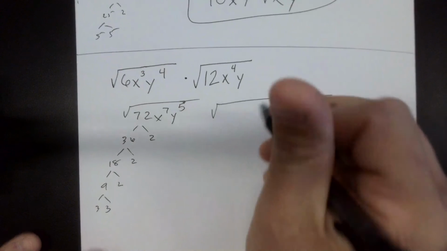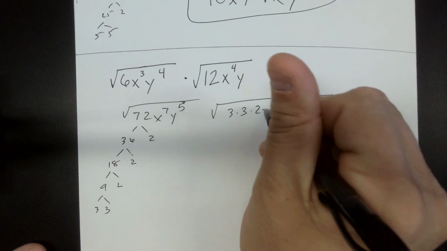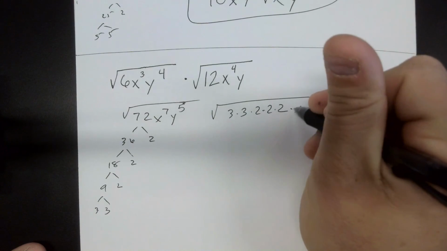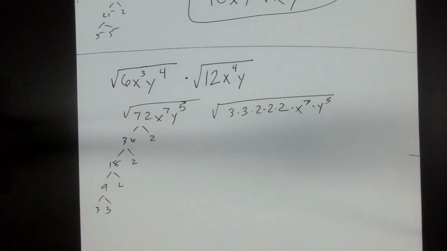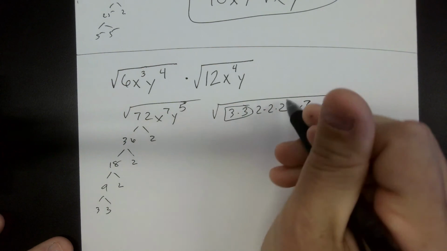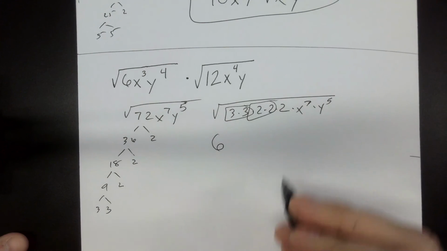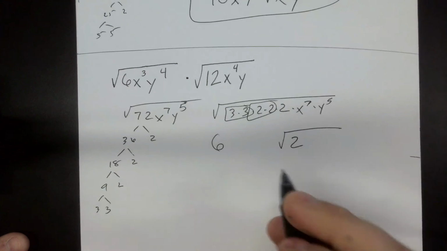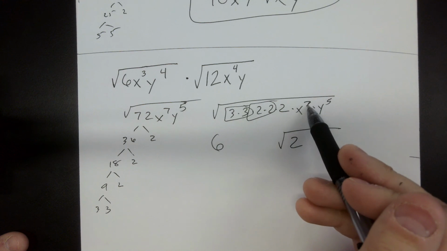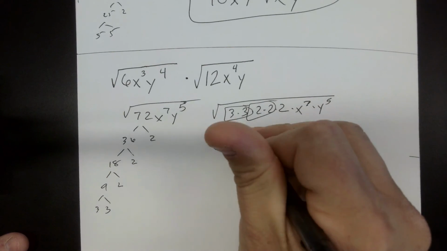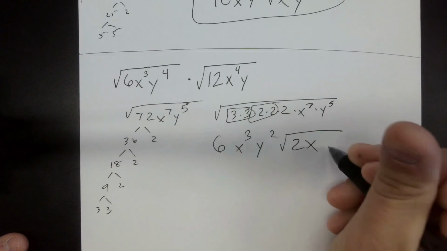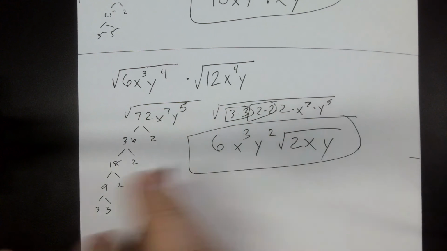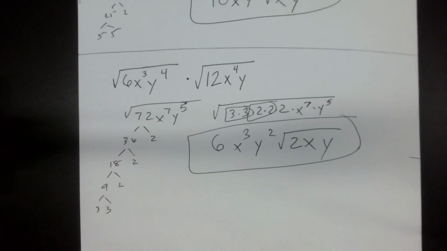So underneath our square root, we're going to have 2 3s, 2 2s, x to the 7th, y to the 5th. Everyone good so far? We're going to have a pair of 3s and a pair of 2s to make 6 on the outside with a 2 left over. 2 goes into 7 3 times with 1 left over. 2 goes into 5 2 times with 1 left over, and there would be your solution. We got it right. We're homework.